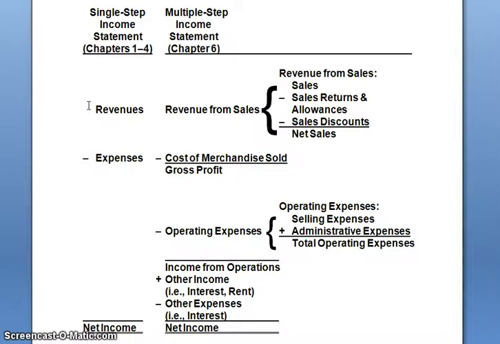Now let's be clear about one thing. The net income in either of these scenarios is going to be exactly the same because you're still subtracting all of the revenues minus all of the expenses. Well, you're still subtracting expenses from revenues here as well. It's just that you're putting them in categories that make sense in the multi-step income statement. So the end result will be the same. They'll be identical numbers, but the difference is going to be how they're laid out and how you use the tool of the income statement.